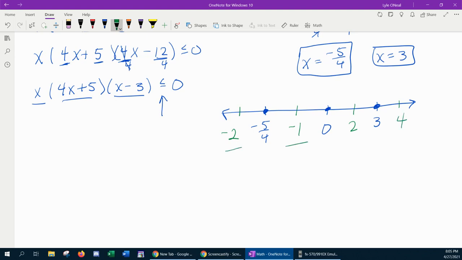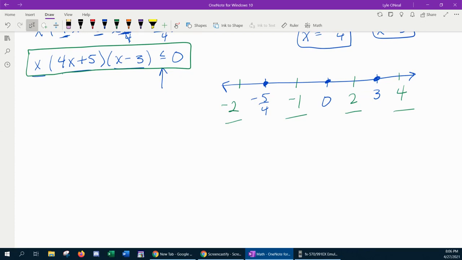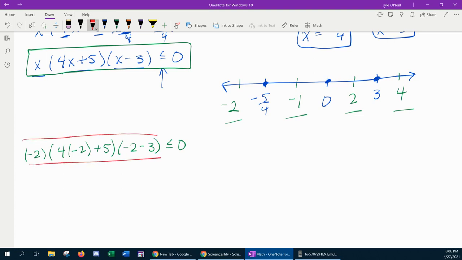How about 4? Okay, so do you see I've got 4 test points, and I'm going to plug those back into the factored form of the polynomial inequality because, in my opinion, it's a little bit easier to check if you plug into the factored form. So checking our -2 first, we're going to replace every x with -2. And once we have every x replaced with -2, we then need to work this entire side out, following the order of operations, to see if it is less than or equal to 0.